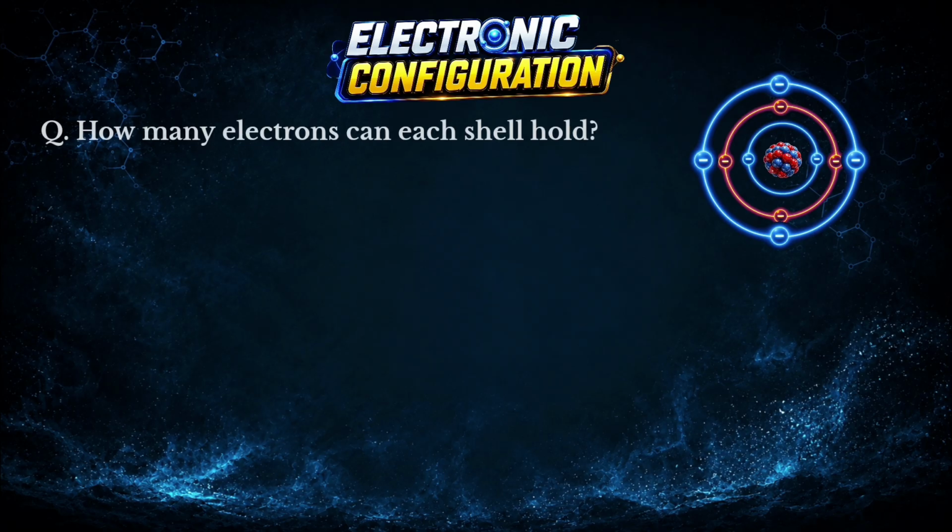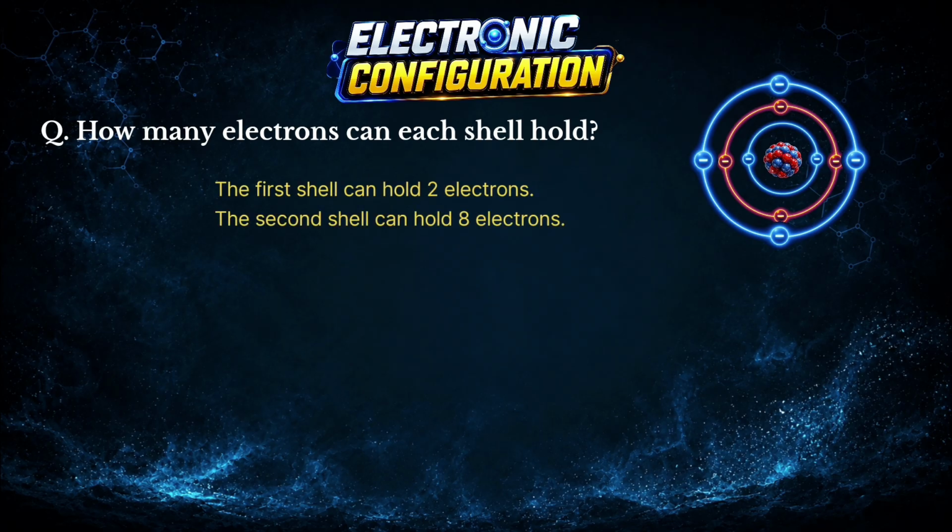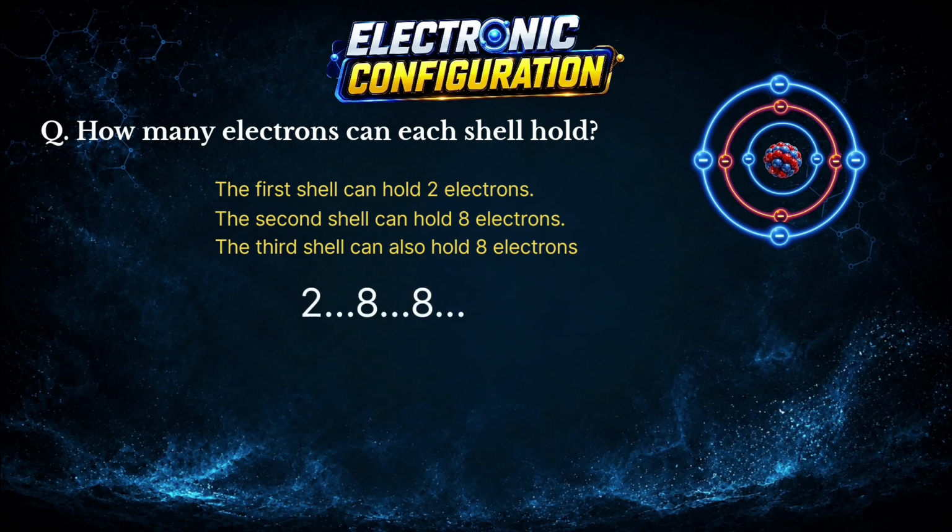How many electrons can each shell hold? Here's the simple rule you'll use at GCSE. The first shell can hold 2 electrons. The second shell can hold 8 electrons. The third shell can also hold 8 electrons for the first 20 elements. So remember this simple pattern: 2, 8, 8. That's all you need for GCSE questions involving the first 20 elements.